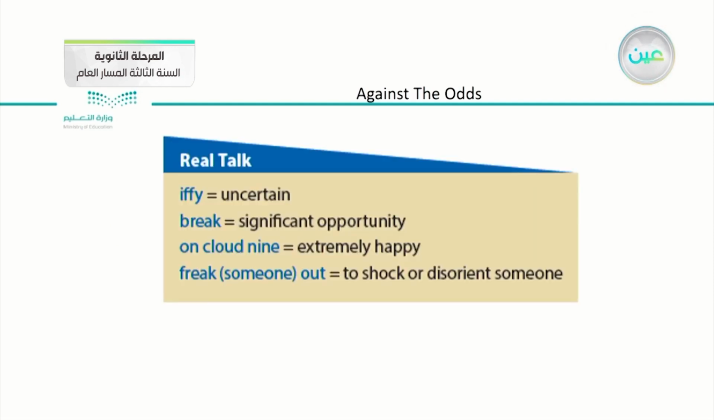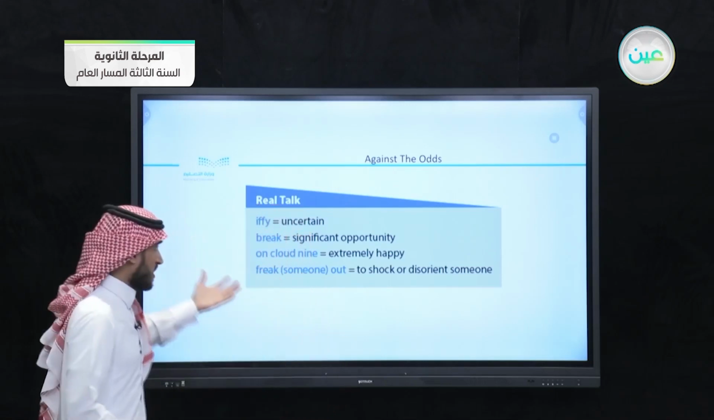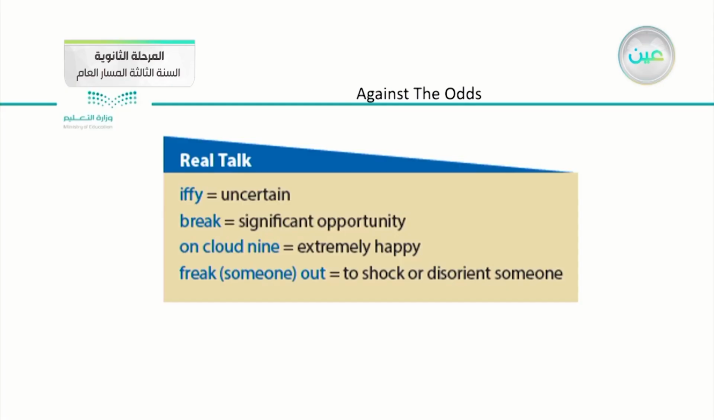Now we have the Real Talk part. This part is where we talk about the highlighted words or highlighted phrases sometimes. We have 4 words and phrases or expressions. The first one is iffy. It means uncertain. If you are uncertain about something, or if you are in an iffy situation, that means you don't know which way you are going to take, or so.